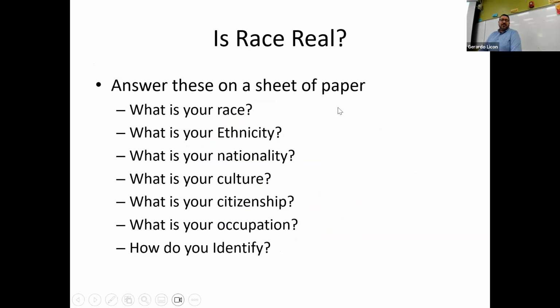Moving on to race, and I'm not going to have you answer this on a sheet of paper. I just want you to think about which of these questions you can easily answer for yourself, and which ones you might have a harder time answering for yourself. What is your race? What's your ethnicity? What is your nationality? What is your culture? What is your citizenship? What is your occupation? And how do you identify? Would you look to one of these other questions to explain how you identify? Or is it something different altogether? It certainly could be.